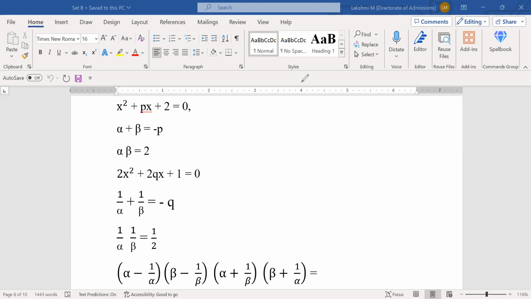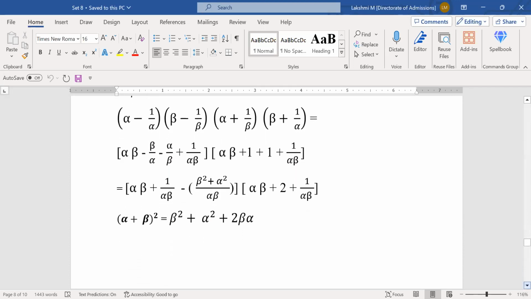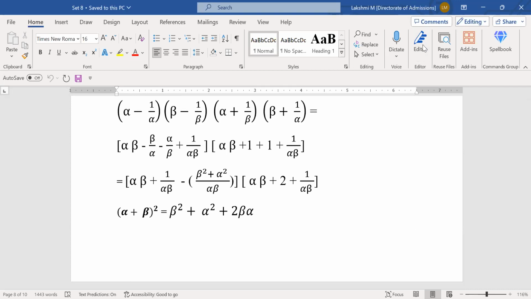Now you just need to substitute for the values. What is it actually? Alpha minus 1 by alpha, beta minus 1 by beta, alpha plus 1 by beta, beta plus 1 by alpha. So this is alpha beta minus beta by alpha minus alpha by beta plus 1 by alpha beta. This is also alpha beta plus beta by beta, it's 1. Alpha by alpha, it's 1. Then 1 by alpha beta. So this is alpha beta plus 1 by alpha. Okay, you can just close this. It is beta square minus alpha square by alpha beta. This is alpha beta plus 2 plus 1 by alpha beta.